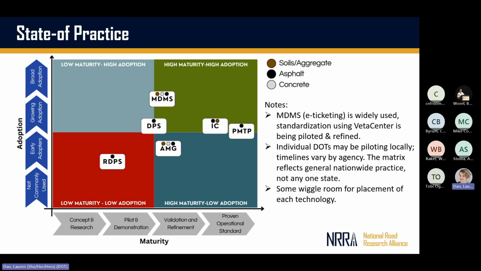So the most mature are probably going to be the IC and the PMTP. We've got those AASHTO standards. They've been around for a while. We've got other AASHTO standards for things like MDMS and DPS. Those still might be a little bit in the validation, so maybe there's still some changes or studies being done to optimize those standards. And then we've got things like the roller mounted DPS, which is still in that pilot phase, but moving quickly. This isn't perfect. There's probably some wiggle room on all of these. But generally from a national standpoint, this is where they fall.